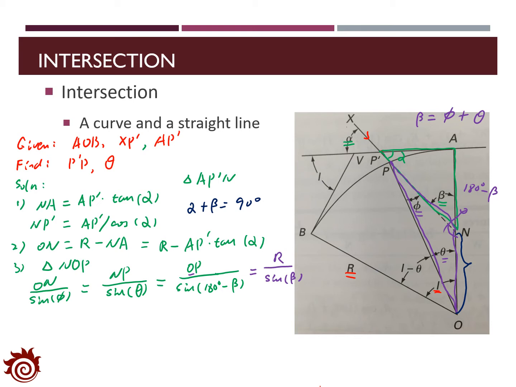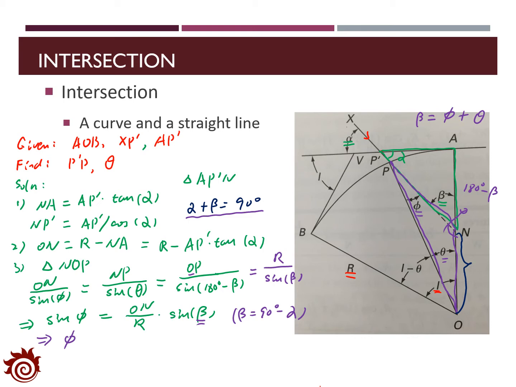So we can further derive the information of sine phi as ON divided by R times sine beta. And with this information, we can find out the value of phi. Here, beta equals 90 degree minus alpha, which is the equation we showed in the previous one.